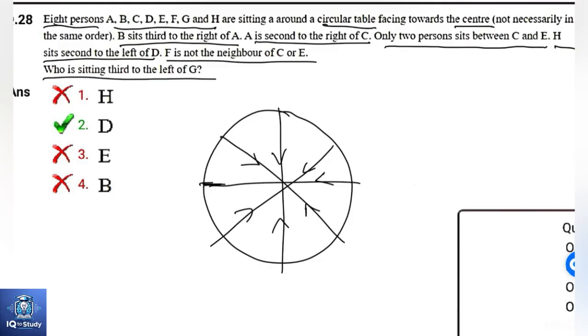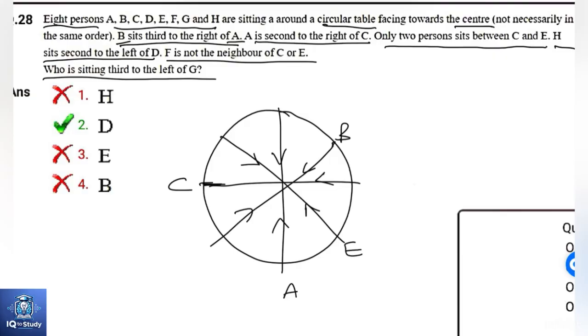Given B sits third to the right of A. Let's take A here. So B will come in this place. And then A is second to the right of C. So C's place is here. Only two persons sit between C and E. So E will sit here.